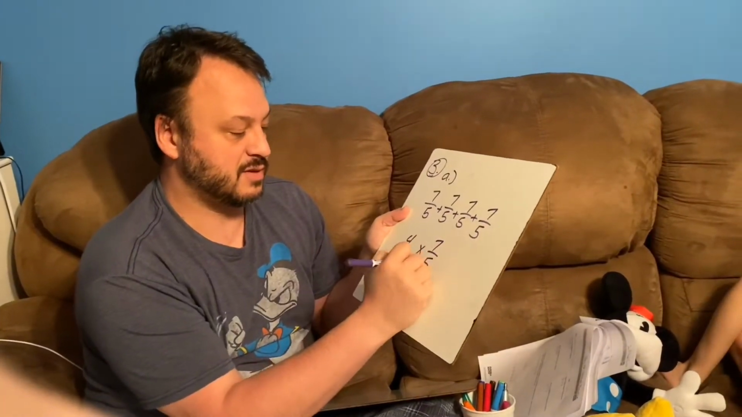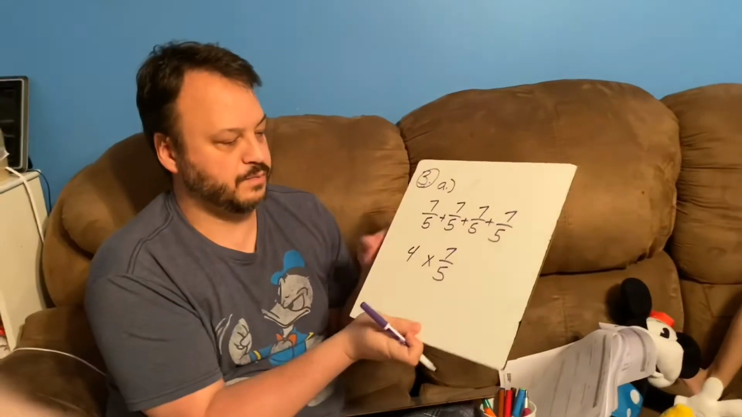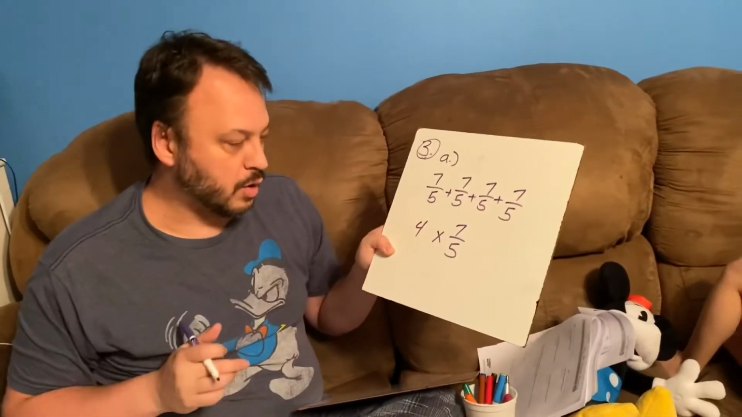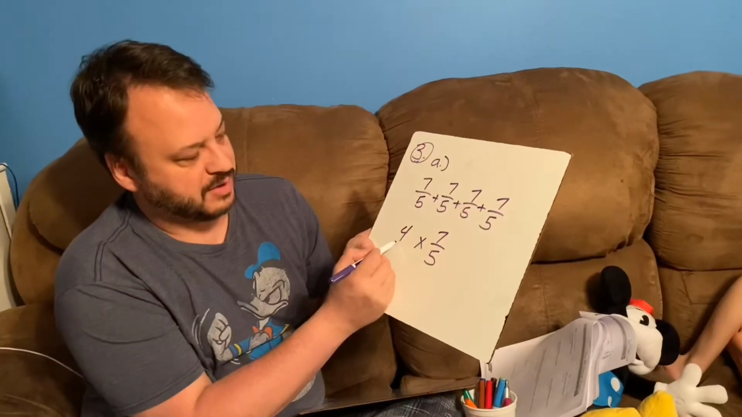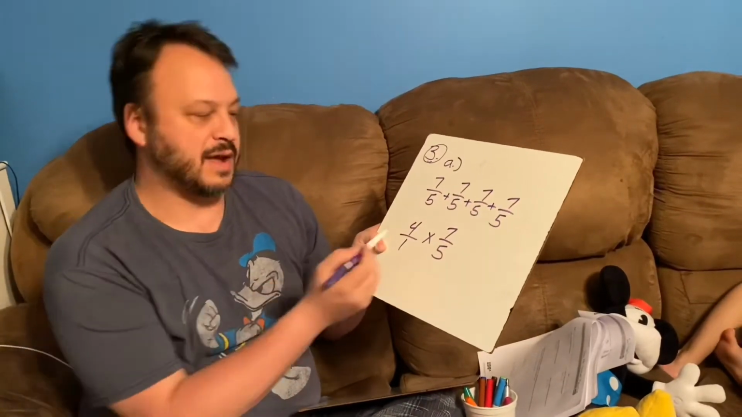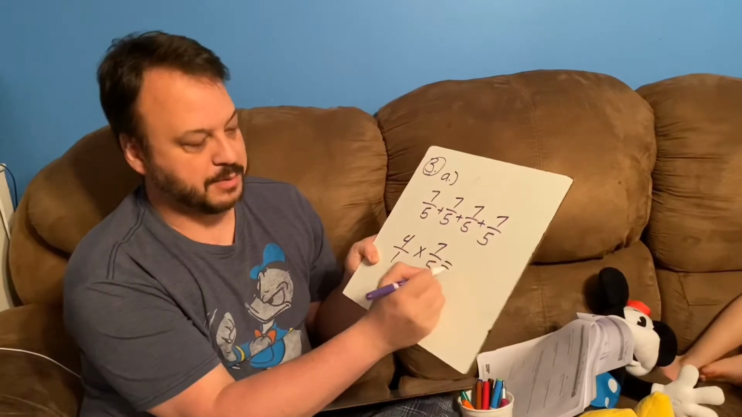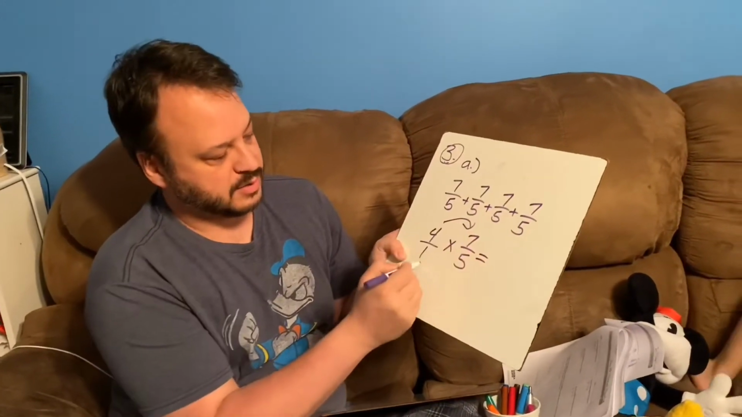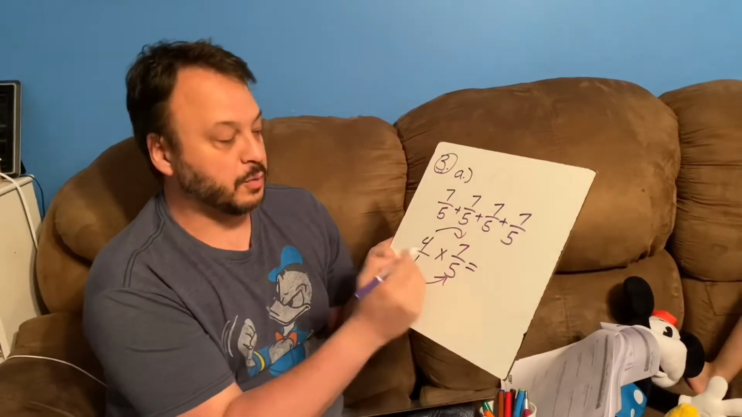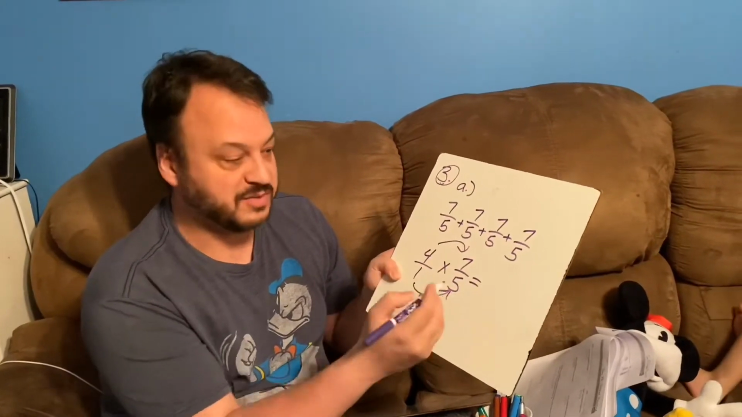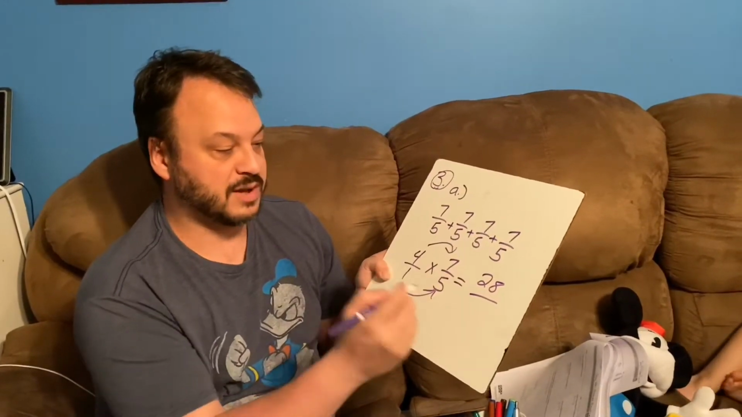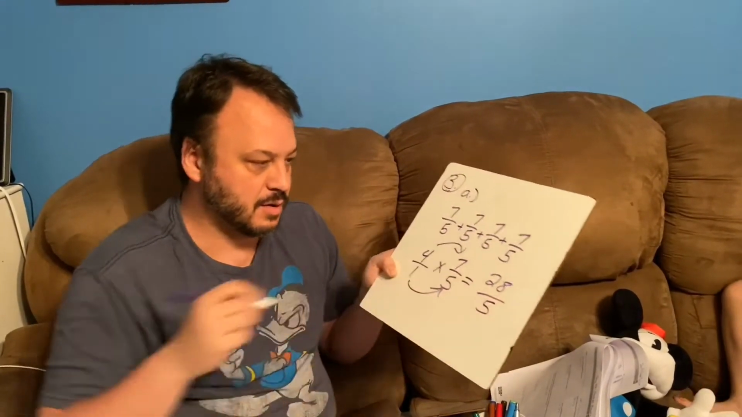Now, we've discussed this before. 4 is a whole number. If I want to make that a fraction, remember, I just throw that over 1. Now I've got a fraction times a fraction. And remember, when you have a fraction times a fraction, you multiply your numerator times your numerator and your denominator times your denominator. So what's 7 times 4? Or 4 times 7? That's 28. And what's 1 times 5? That's 5. There you go, we solved these.